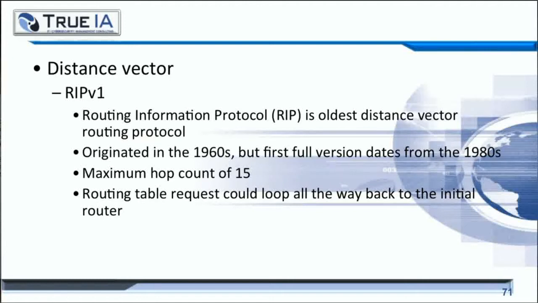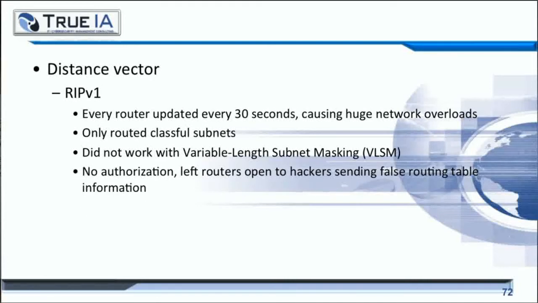Probably one of the most common distance vector routing protocols would be RIP. Starting with RIP version 1, it has a maximum hop count of 15. The routing table requests could loop all the way back to the initial router. Within RIP version 1, every router updated every 30 seconds. This caused a huge network overload.